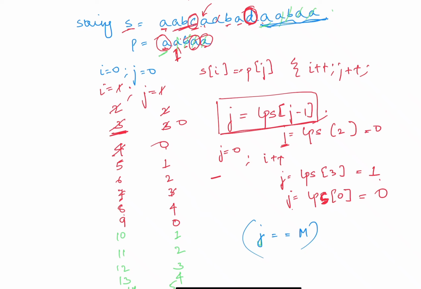And at what point does it start? It starts at this point, that is i minus j. The index at which it exists is i minus j. Okay? So this is how the KMP algorithm works.